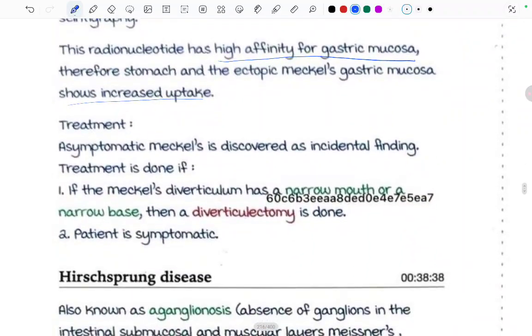Now, the treatment part of the Meckel's diverticulum. Asymptomatic Meckel's is discovered as an incidental finding, and treatment is done if the Meckel's diverticulum has a narrow mouth or a narrow base. Then the diverticulectomy is done, or if the patient is symptomatic. These are the two conditions when the patient is treated for Meckel's diverticulum.